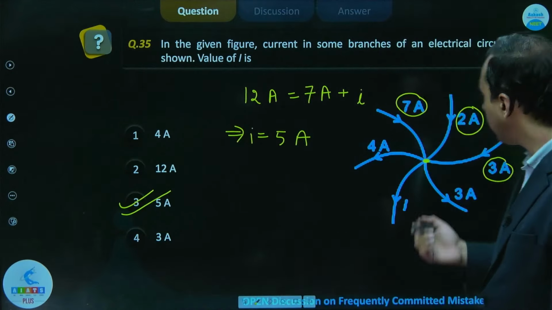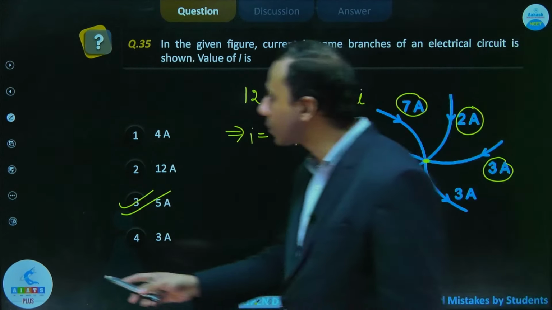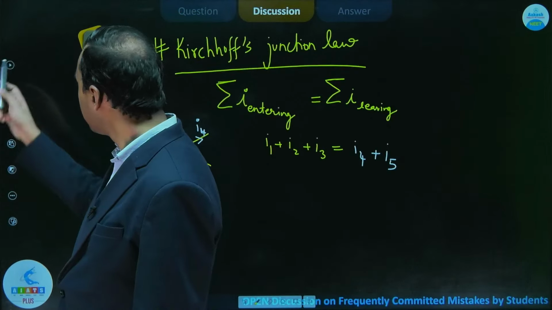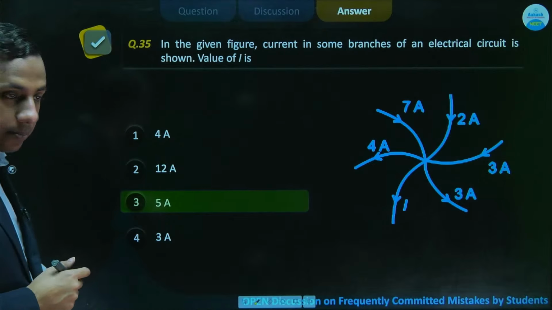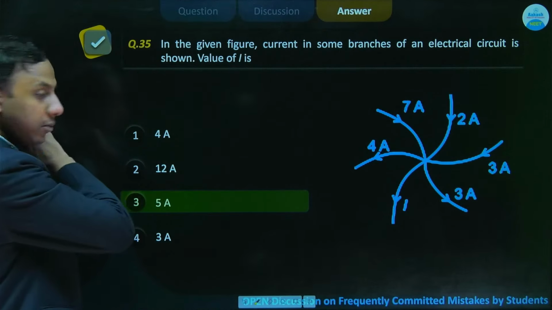Okay. Let's check the answer slide over here. And yeah, 5 ampere is our answer. Alright. Moving to the next question now.